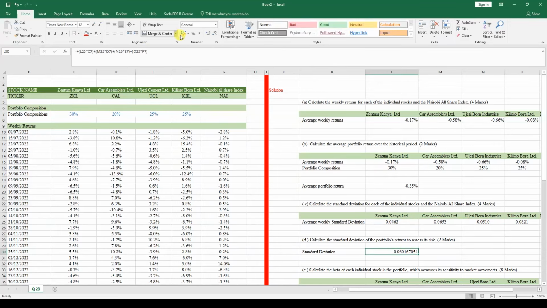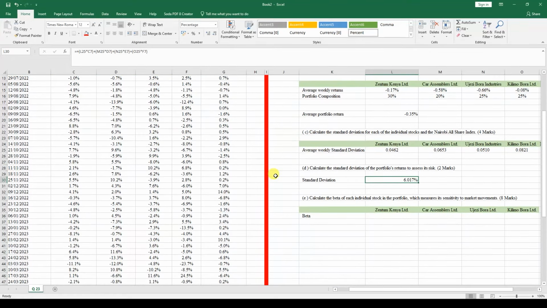So we can put it in form of weights, and we can say it's about 6.02% standard deviation. So the standard deviation of the portfolio is given to us there. You pick the standard deviations of the individual securities and we multiply them by the corresponding weights.